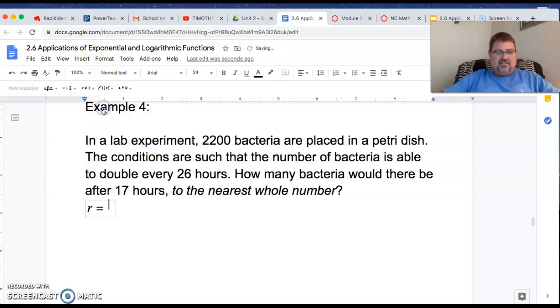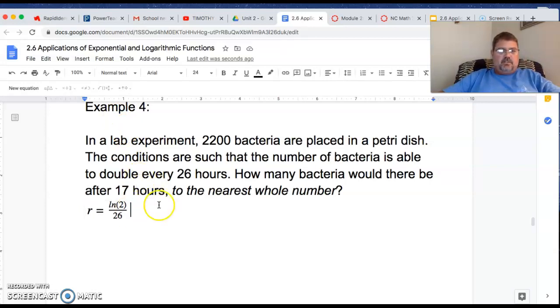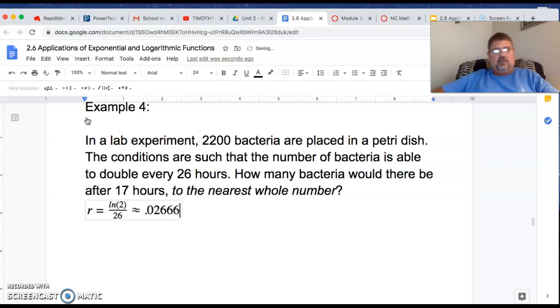the natural log of 2, divided by the doubling time, which is 26 hours. And when you do that, I don't like to approximate a whole lot, but I'm going to just put this in as an approximation. You'll see that when I really calculate things out, I'll let my calculator carry the decimal for me if I'm doing something like this. But I get 0.02666, okay? And that's the rate we're going to use.